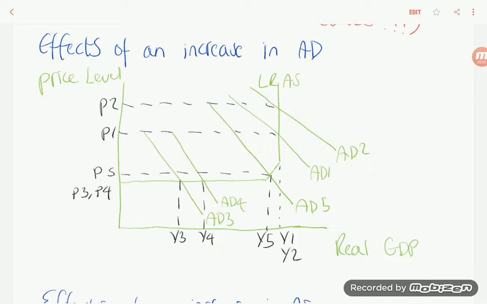If AD increases from AD3 to AD4, so on the elastic part of our supply curve where there's mass unemployment, there will be an increase in output but no increase in prices. This corresponds to an economy deep in recession. If AD increases from AD5 to AD1, well, we're getting at the point where factors of production are getting tighter, we're getting closer to full capacity. So therefore, we'll see an increase in both output and prices.